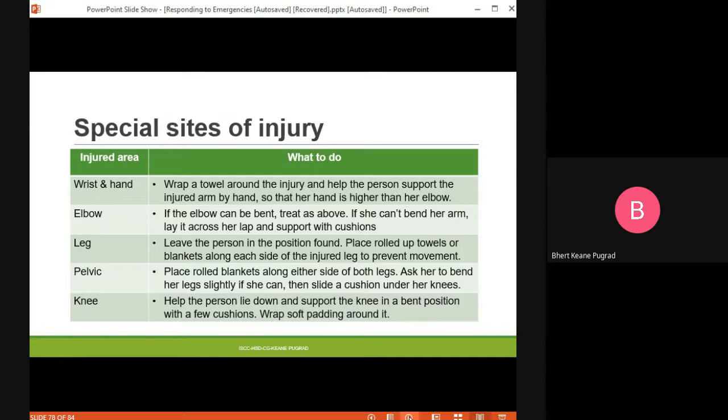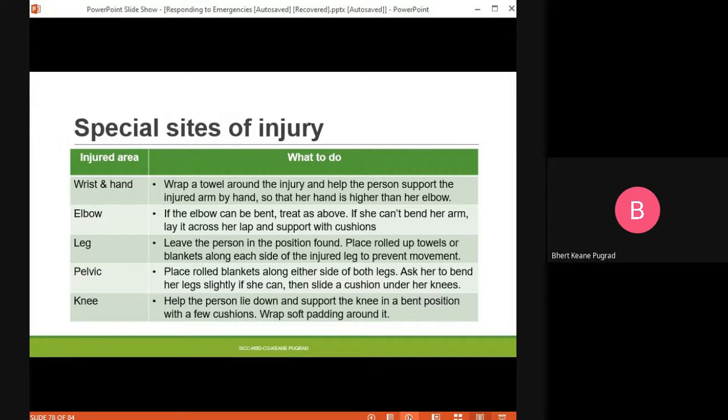Next are the special sites of injury. If there is an injury to the wrist and hand, we need to wrap a towel around the injury and help the person support the injured arm by hand so that the hand is higher than her elbow. If there is an elbow injury, if the elbow can be bent, do the procedure as above, which means we wrap the injury and support it. But if she cannot bend her arm, lay it across her lap and support it with caution.